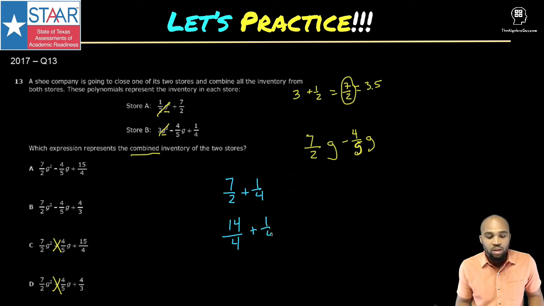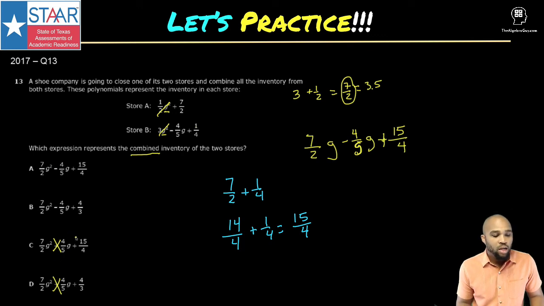Now I can add these together. 14 plus 1 is 15, and 4 is going to stay the same. So now I know that I'm supposed to be adding a 15 over 4. Let me make sure I'm adding. Yep, plus and plus. Yep, these are adding together. So this is actually what I'm looking for.